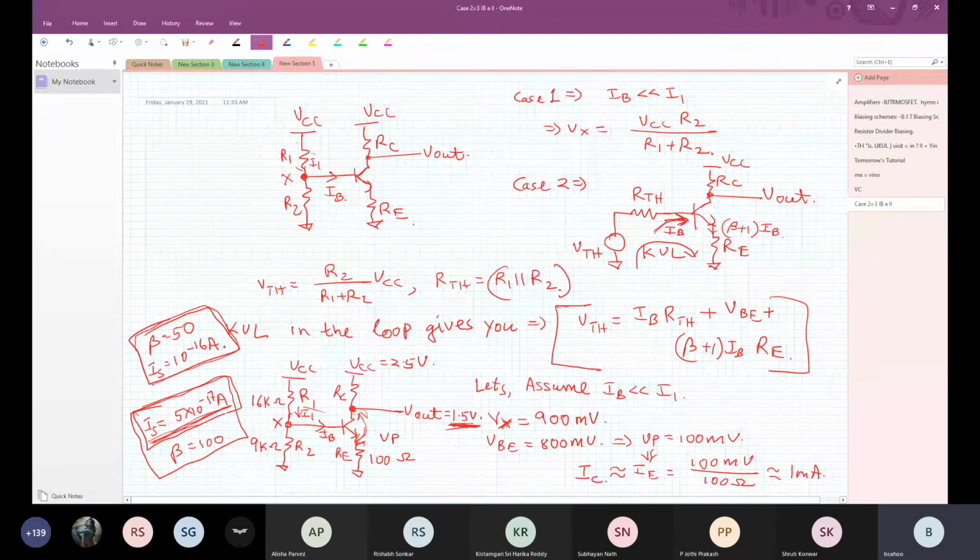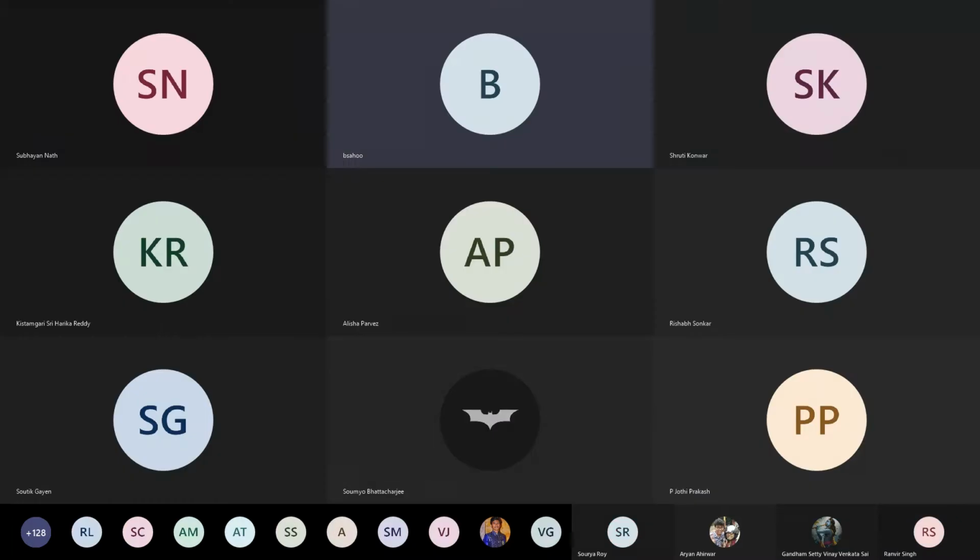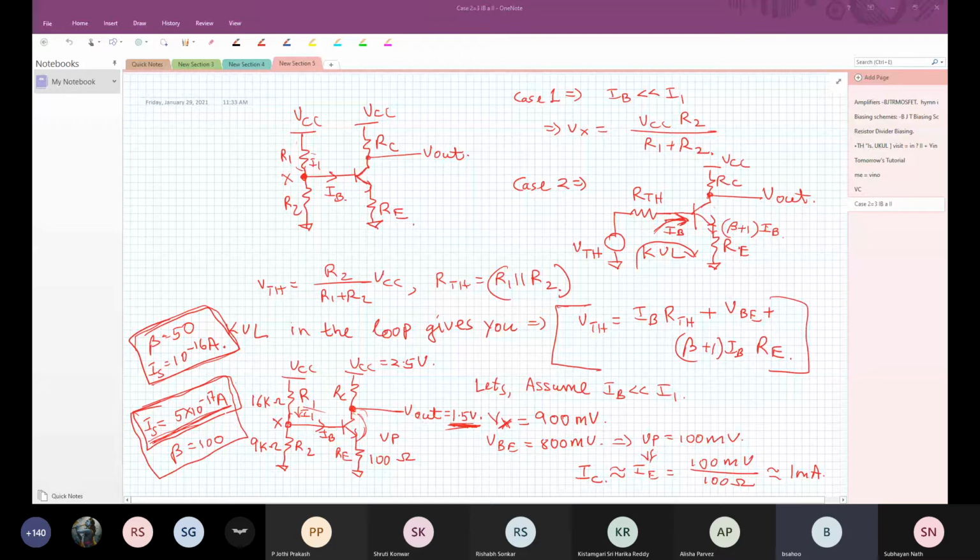Tell me, when you did this, Vx equals 900 millivolts, right? Yes. VB equals 800 millivolts, correct? Wait a second, this crashed. I just wanted to know whether the approximation we made previously is still working or not. I mean, IB is less than IX. It will hold in this case. I'm pretty sure it's going to hold here. So it is holding, right?